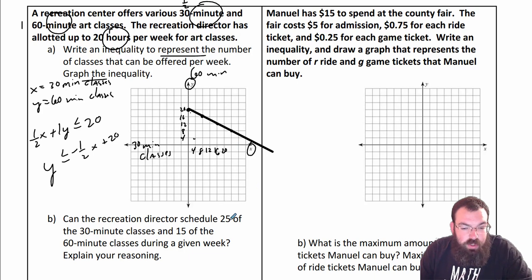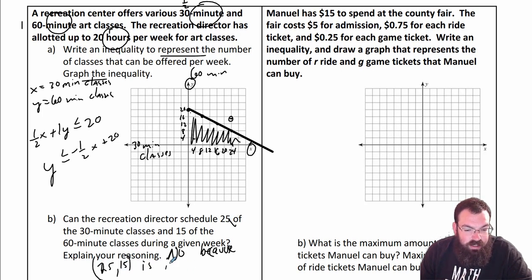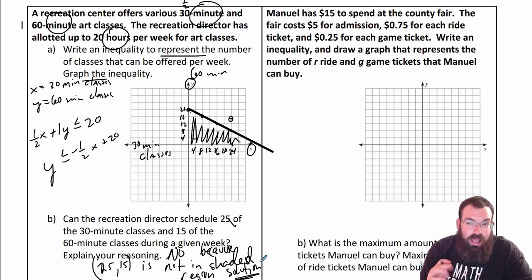So, I want to schedule 25, which is going to be right about here somewhere. And 15. So now I have to see, can I get 15? Where's 15? That's going to be right in here. Is this point right there inside the shaded region? The answer is no. So the answer for this one is no, because 25 comma 15, which is the ordered pair that I was looking at, is not in the shaded region, which is the solution. So that's your explanation.